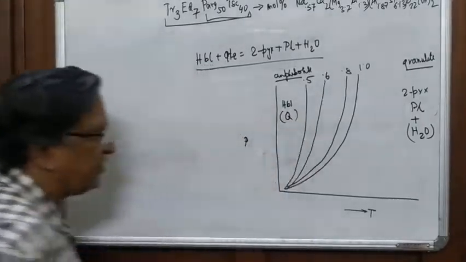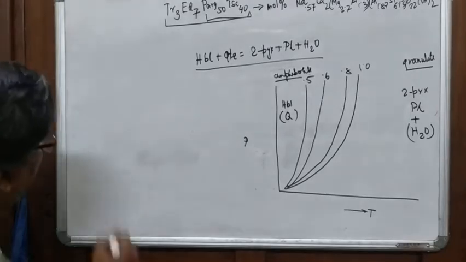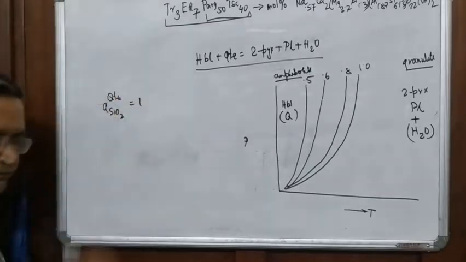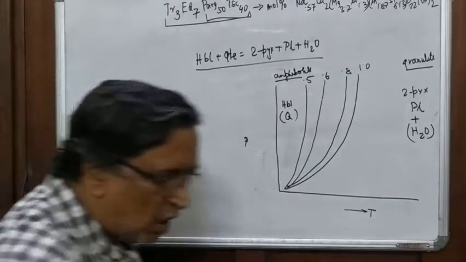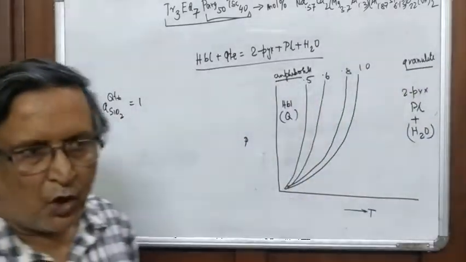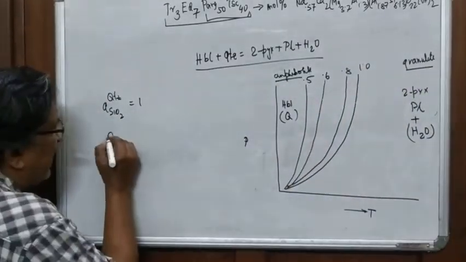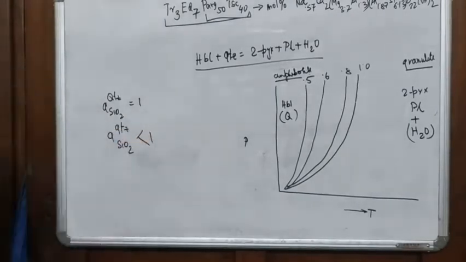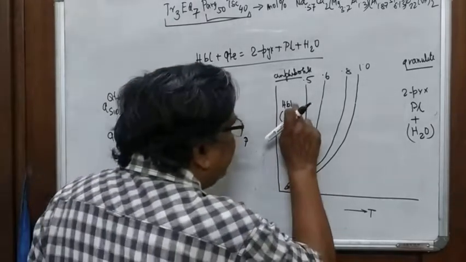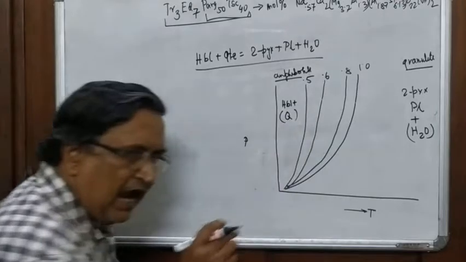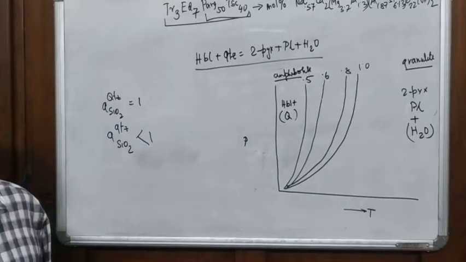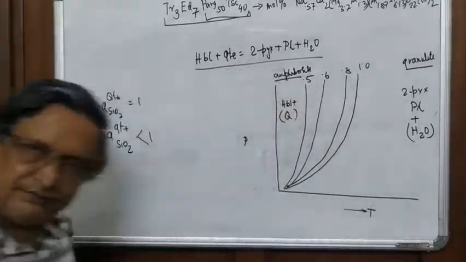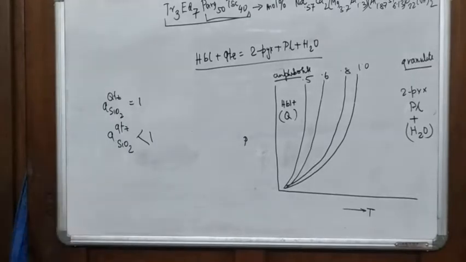If I take quartz in a rock, if there is quartz, then the activity of SiO2 in quartz is equal to 1. But if the rock does not contain quartz, then the activity of SiO2 is less than 1. So if this is hornblende plus quartz and you reduce the activity of quartz, what will happen? This reaction will shift to the right. Just the opposite of what H2O did.